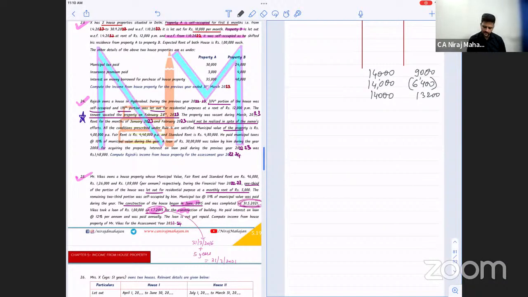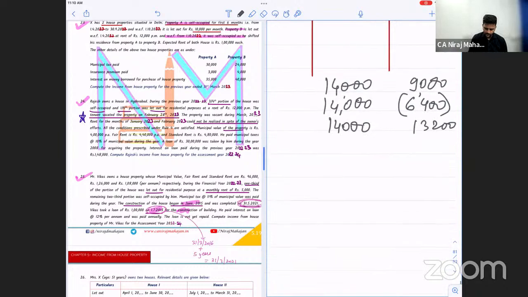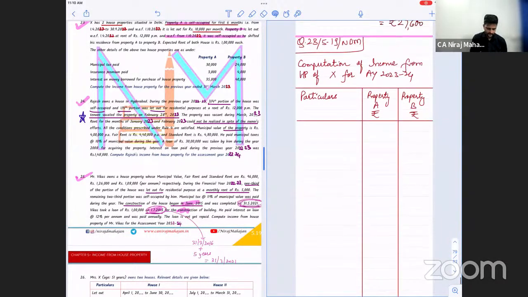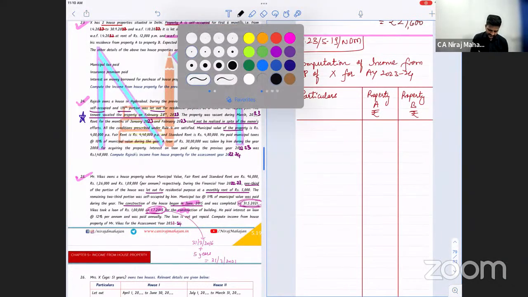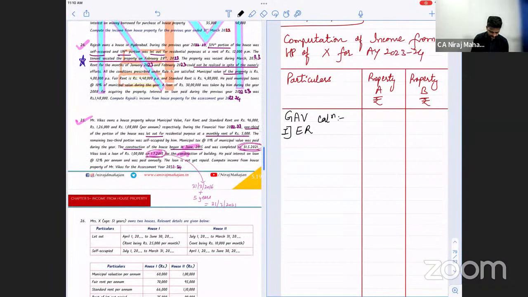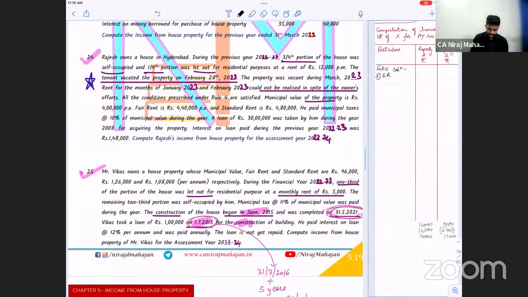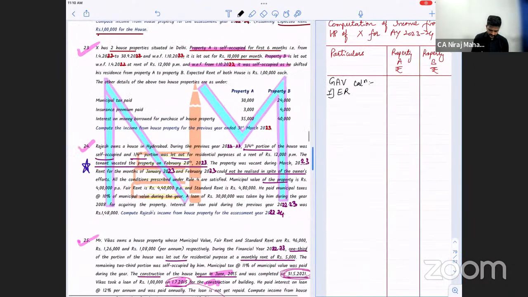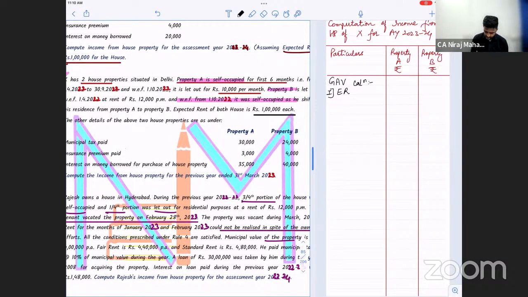Okay, so see some of the answers I got. Let's go ahead, everybody. Let's check it out. Quickly, so again, we are going to do GAV calculation. Expected rent is already given to you. Where were we? 23. It is 1 lakh each.